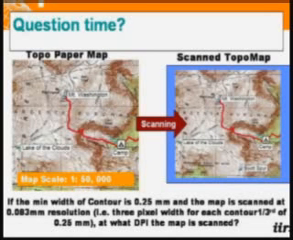It is scanned at 0.083 mm. See, your contour is 0.25 mm, and your map is scanned at 0.083 mm. Earlier it was 0.05 mm, which was coming around 508 dots per inch. In this case it is 0.083 mm. Then you can work out how many dots you can place, and at what DPI the map is scanned.